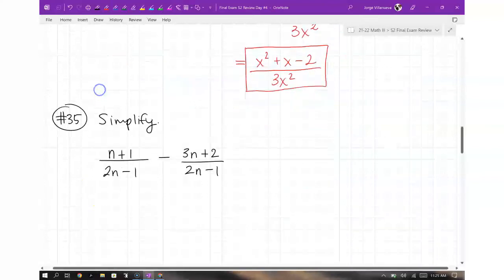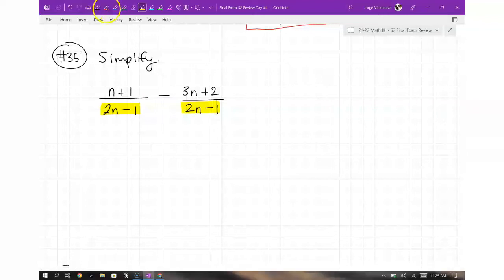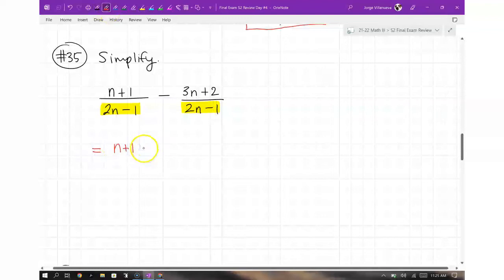35. So remember, this looks like it's supposed to be a hard problem. Normally they are. Usually, even as a teacher, when I see these, I'm like, ugh. Right? Because now I gotta find the least common denominator. What's that going to be? But the nice thing about these problems is that the denominators are identical. If they are the same, then you don't have to do anything other than just combine the numerators. Okay? So my first step is to say n plus 1 minus 3n minus 2.